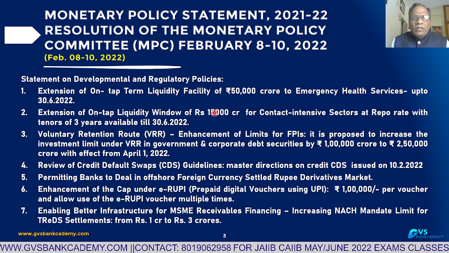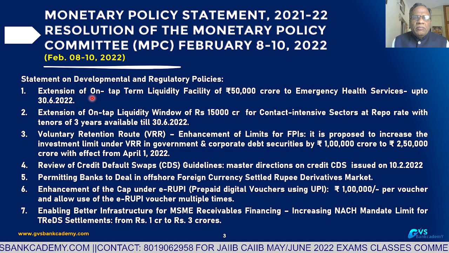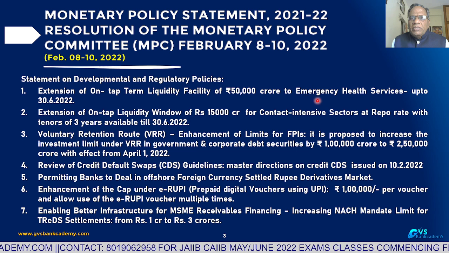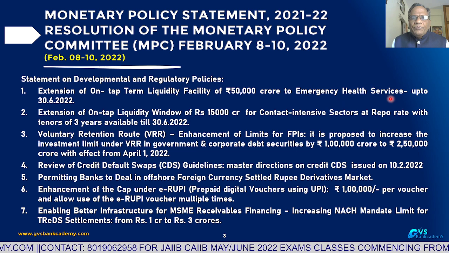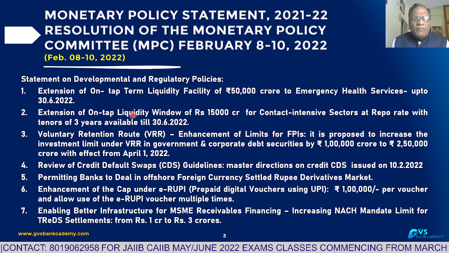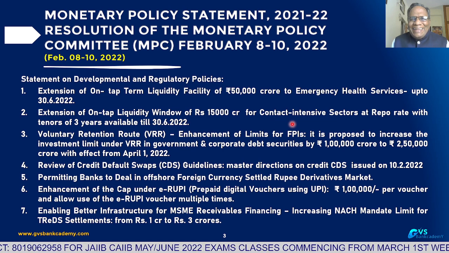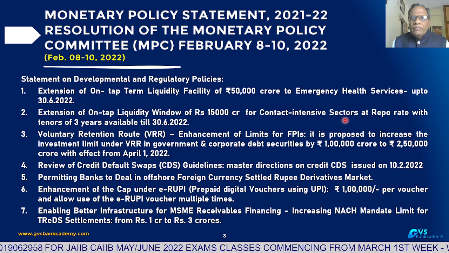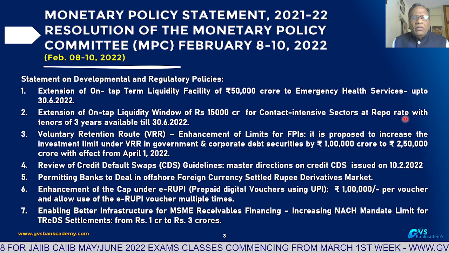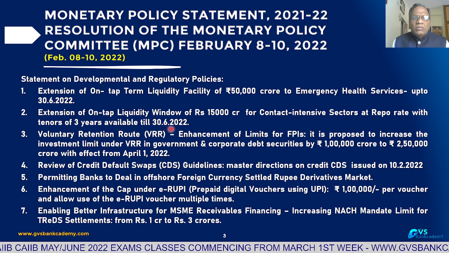Even up to tenors of 3 years, RBI is lending to banks. But after borrowing, they have to invest in the emergency health services only. Number two, extension of on-tap liquidity window support of 15,000 crores for contact intensive sectors, at the policy repo rate and up to 3 years period, available up to 30th June 22.